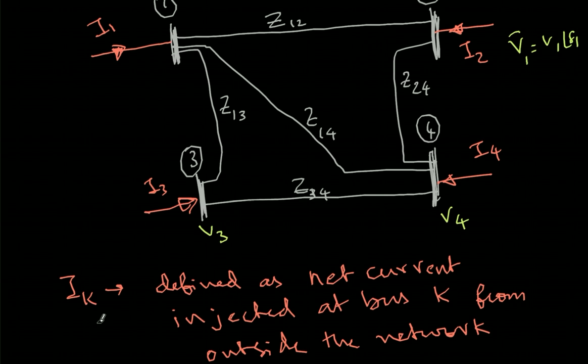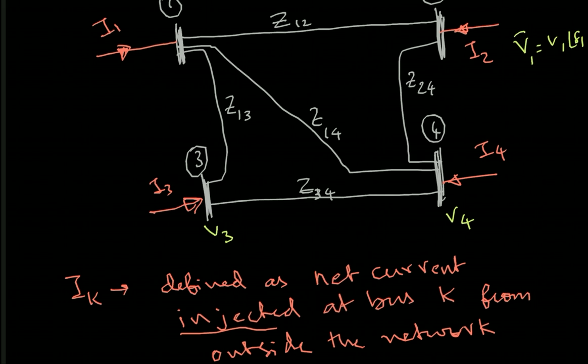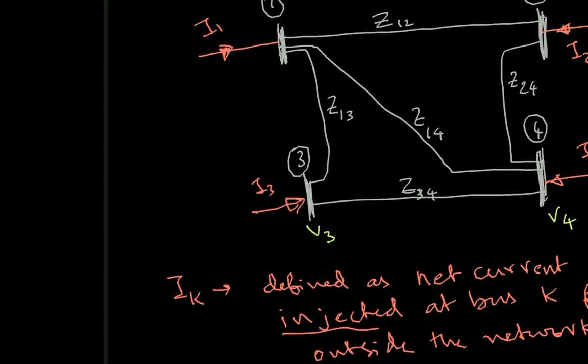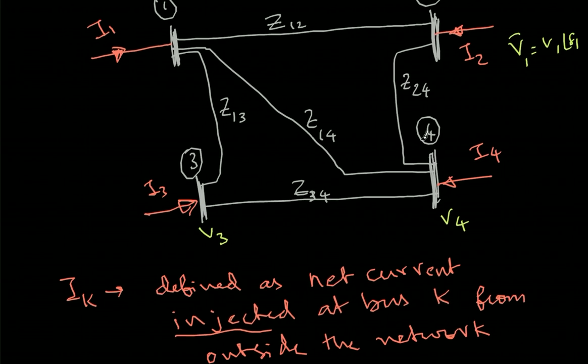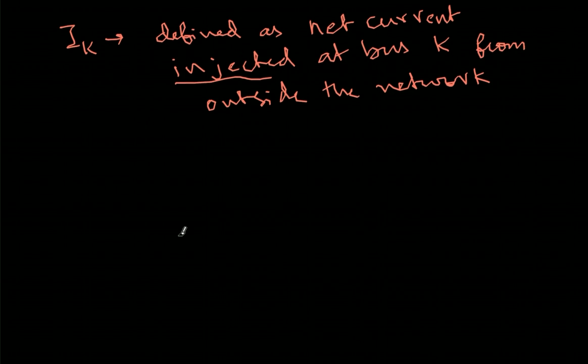Now Ik can be positive, Ik can be negative, Ik can be zero, whatever. But the key word here is that this is the current injected from outside the network. So that is about Ik. Now I can write it in the form of a matrix.